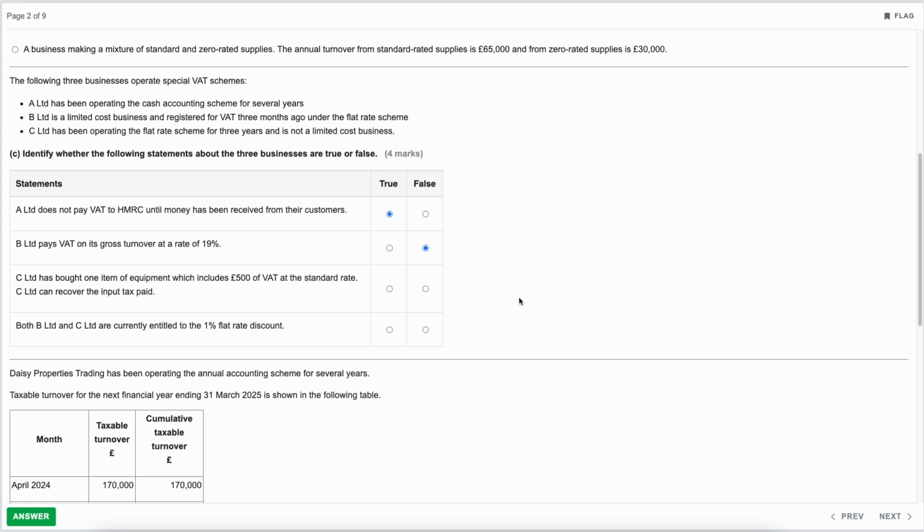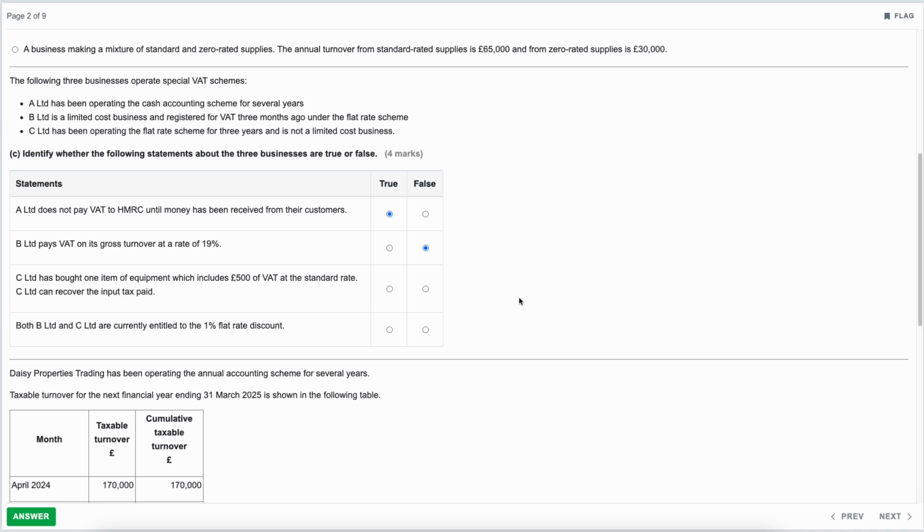Next one, C Limited has bought one item of equipment which includes £500 of VAT at the standard rate. C Limited can recover the input tax paid. Let's have a look then at the statement for C Limited. So C Limited has been operating the flat rate scheme for 3 years and is not a limited cost business.